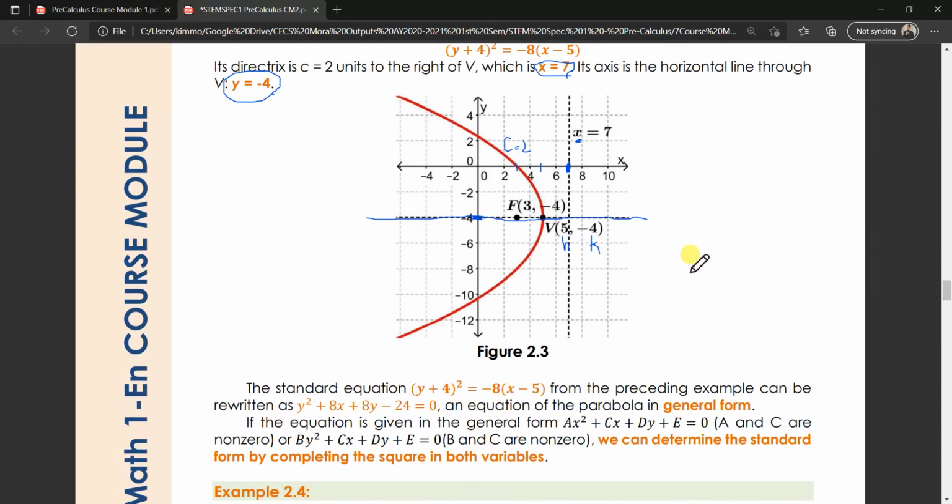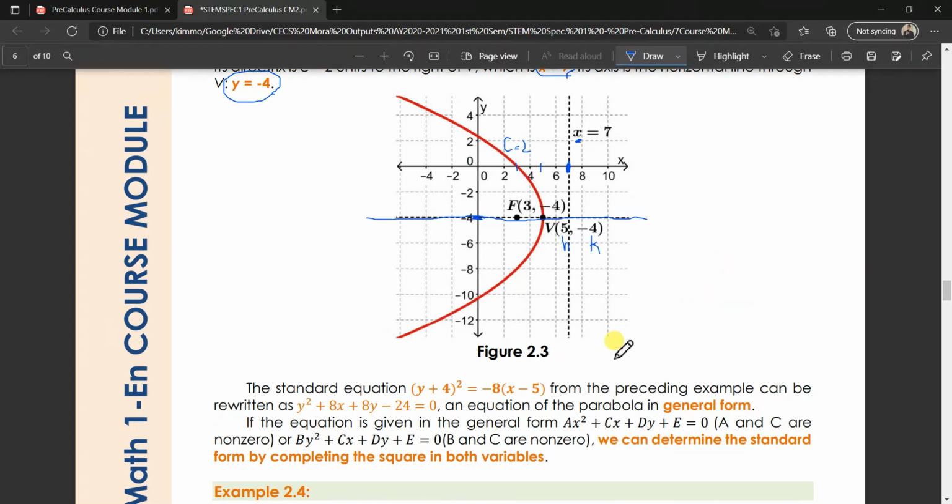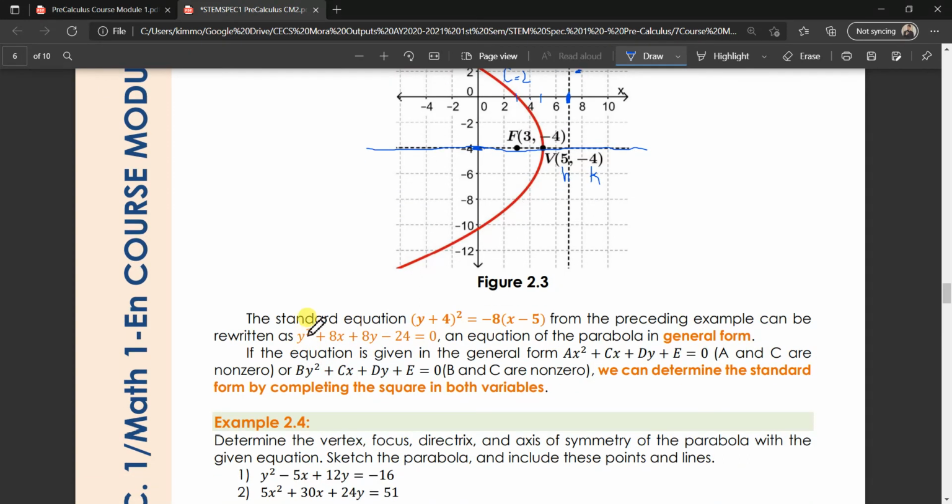So the standard equation, again, our final answer in our example is (y + 4) squared equals negative 8 times (x - 5). From our preceding example, it can be written as y squared + 8x + 8y - 24 = 0. So how did that come about? It was just expanded, right? Expand the first squared term, multiply the first term and second term then times 2, then square the last term, and distribute the other side, then it becomes something like this. And this equation is the general form of the parabola.